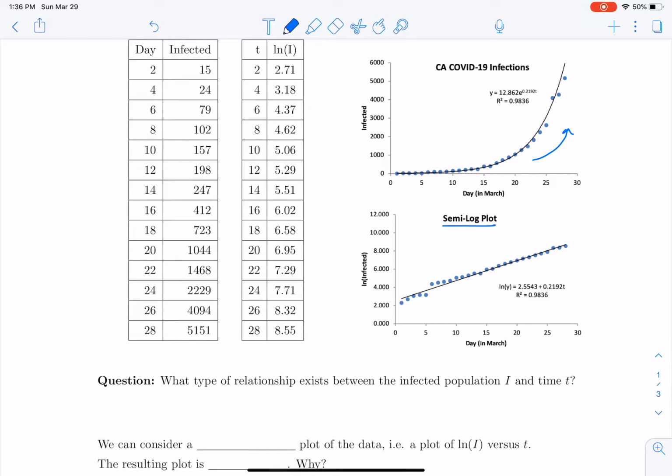I believe that relationship is exponential. If that's the case, then I of t is going to equal a constant times e to the rt. Now, how do I know that is the best fit? Well, I'm going to consider something called a semilog plot. A semilog plot is a plot of the natural log of the dependent variable, in this case I. So we're going to plot natural log of I versus t.